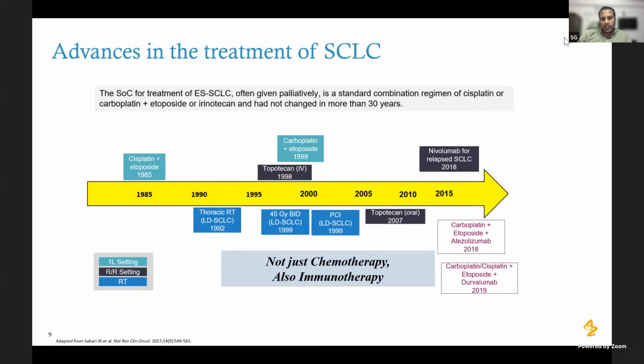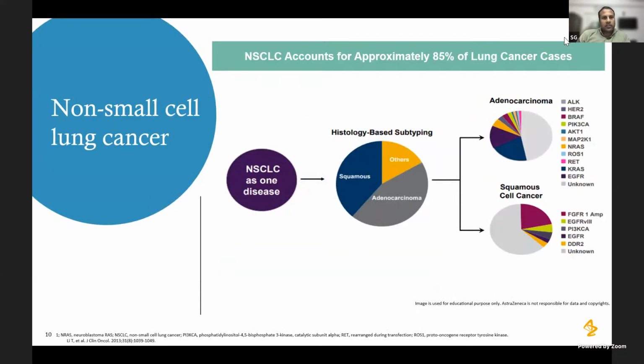Usually in locally advanced or advanced stages, we give thoracic RT. In early stage also, we give CT RT. And in those patients who respond, we also give prophylactic cranial irradiation. So currently, in 2018, there was approval for atezolizumab based on IMpower133, where atezolizumab has been shown to increase overall survival, in addition to carboplatin etoposide, in treatment of small cell lung carcinoma, and later durvalumab was also approved based on the CASPIAN trial.